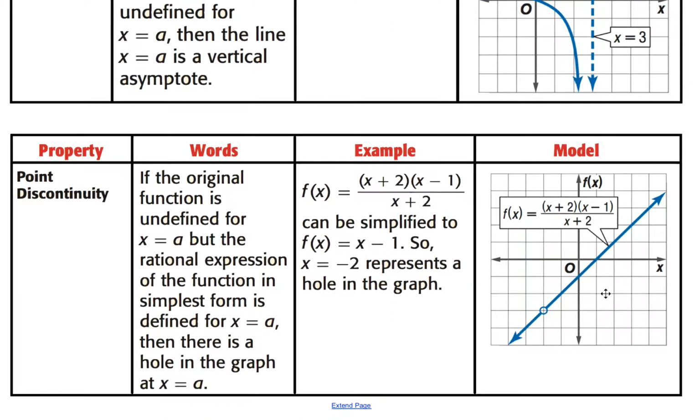Point discontinuity, over here you see this hole in this line, so that's when we have an equation or a function that simplifies. You can see that this x plus 2 factor can cancel, and we're just left with f of x equals x minus 1. Well, y equals x minus 1 is the graph of a line, but that negative 2 is what makes the denominator 0, and so that is the x-coordinate of where the hole is. To figure out the y-coordinate, you plug in negative 2 to your function that is left. So if I plugged in negative 2 for x, I would get out a negative 3. So negative 2, negative 3 is the point where the hole is.